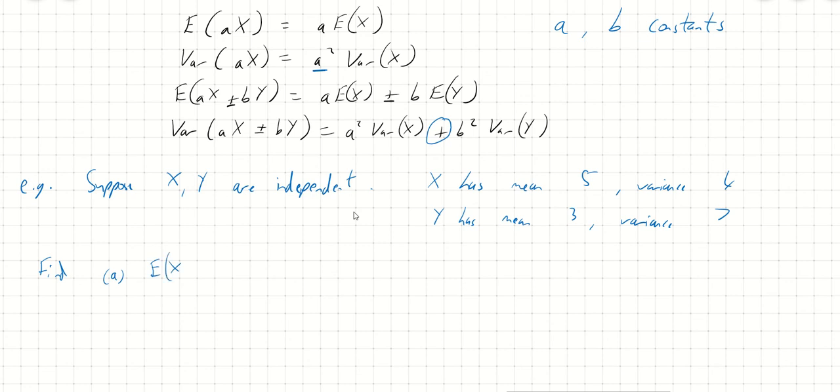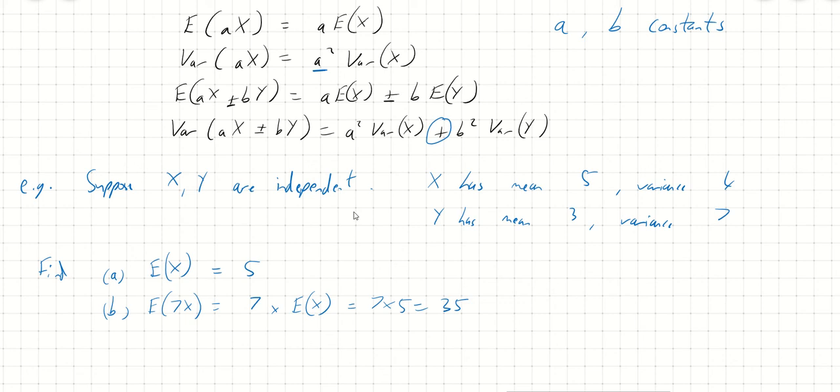Well, first of all, E of x. What's the expectation of x? Well, the expectation of x is just the mean. So the expectation of x is just 5. How about the expectation of 7x? Well, from the first rule, with a is 7, this is the same as 7 times the expectation of x, which is 7 times 5, which is 35.